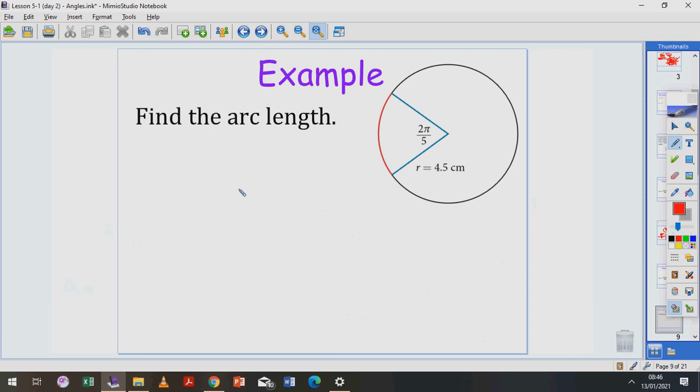What is the length of this arc? Anyone? Remember the formula for arc length is S equals r theta. So the arc length, this one here, the red, is radius, which is 4.5, times the angle, which is 2 pi out of 5. It will be 5.65.